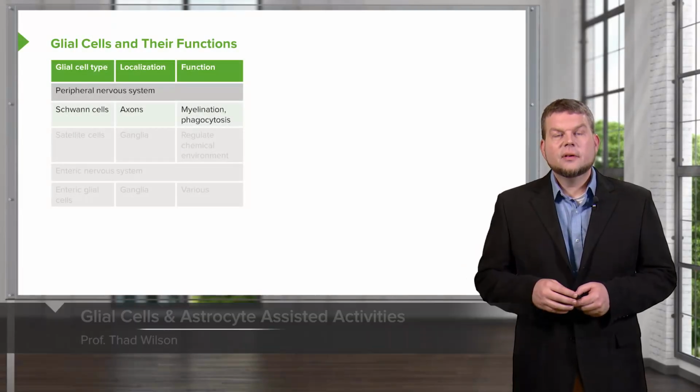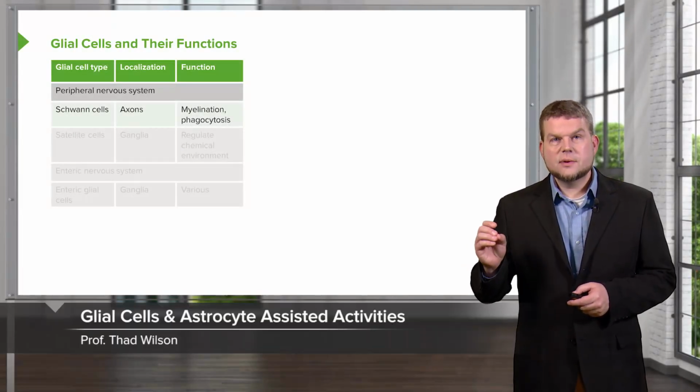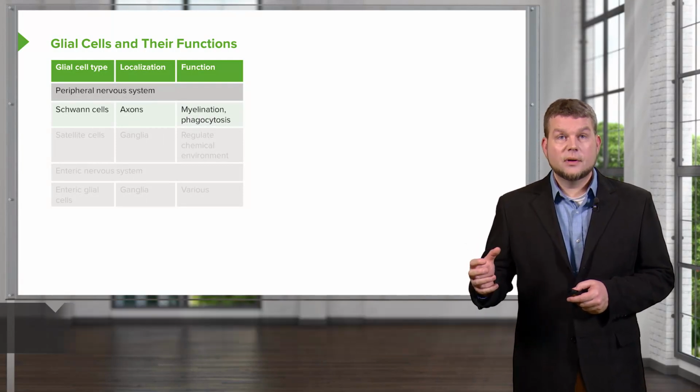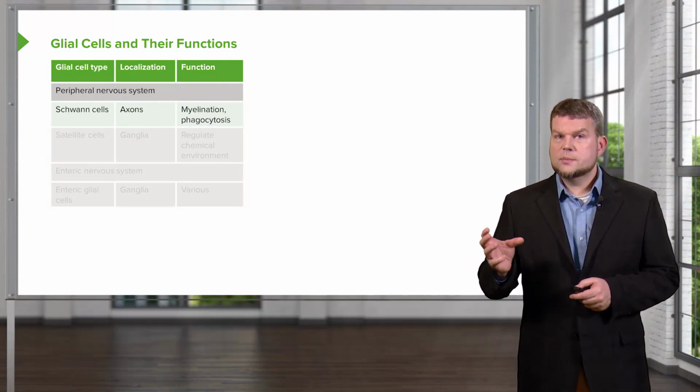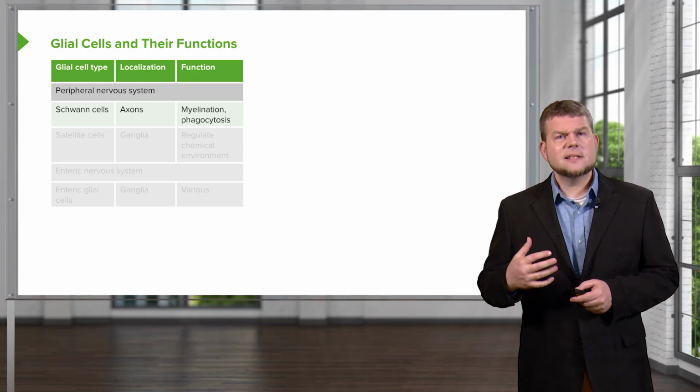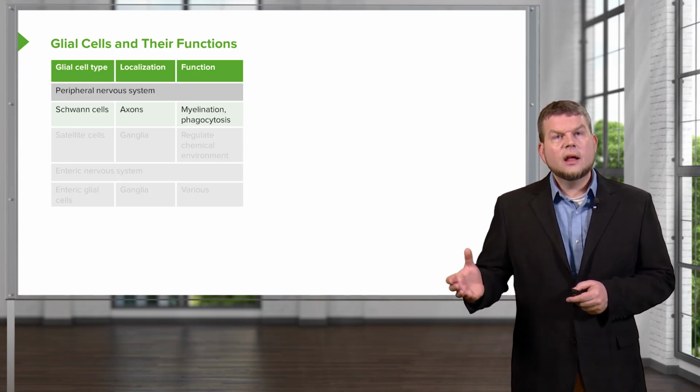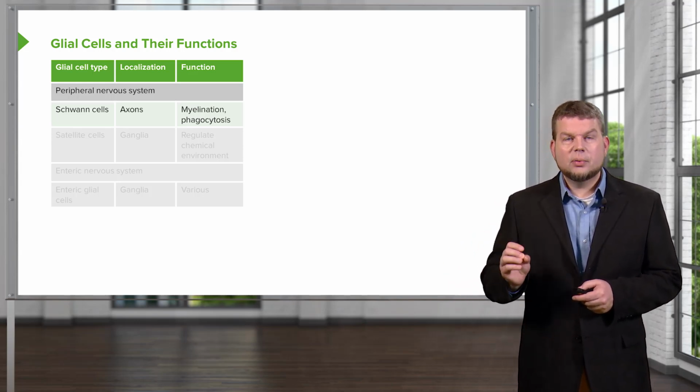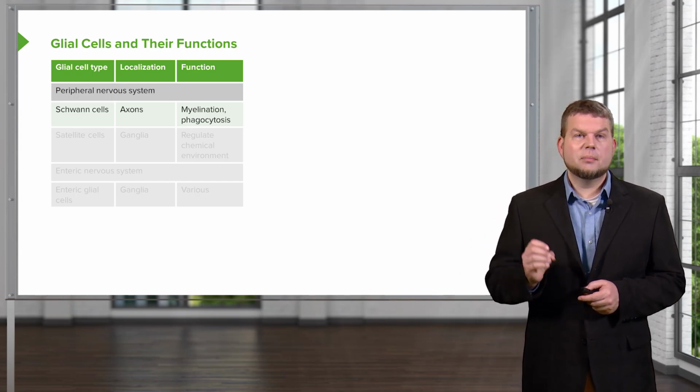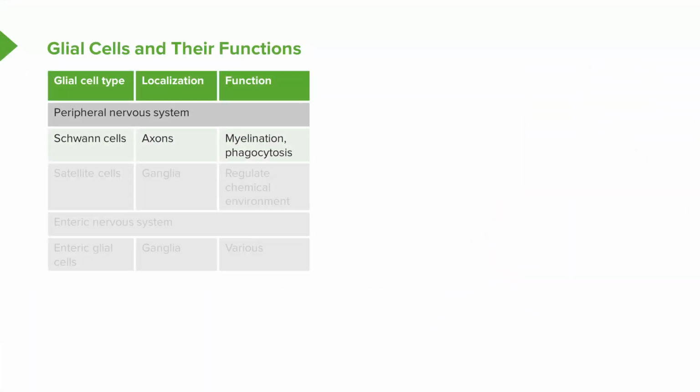Glial cells. Glial cells are accessory cells in the nervous system. So these are not neurons per se, but think of them more as helper cells. There are going to be different types of helper cells in different areas of the body. So if we look at the peripheral nervous system, we have something like Schwann cells. Schwann cells wrap around axons and form this myelination.